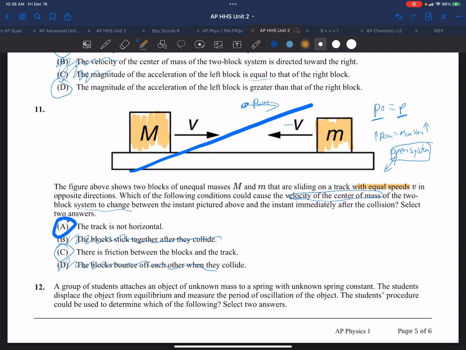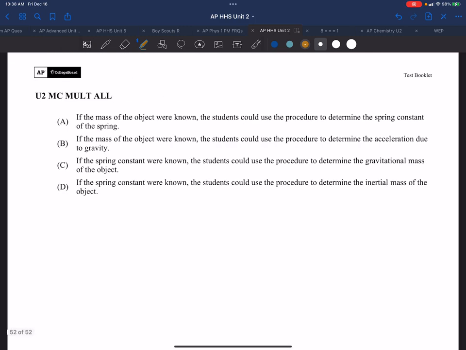So critical elements here, they take a spring, unknown spring constant. Students displace the object from equilibrium and measure the period of oscillation of the object. The period, it's used to determine which of the following, select two. So this is a question that would be difficult to answer.